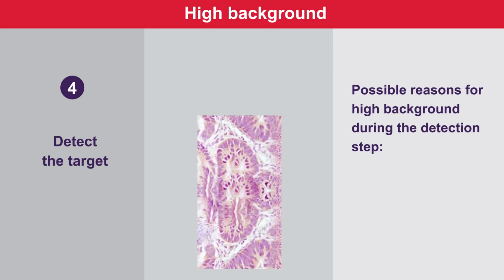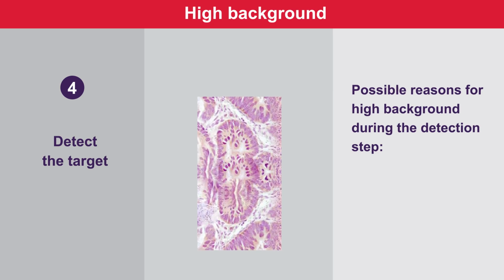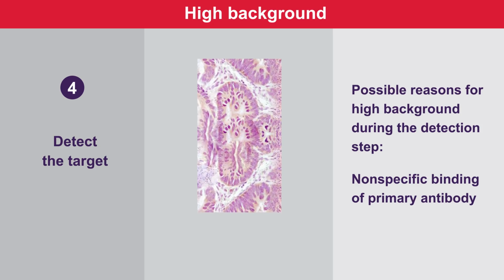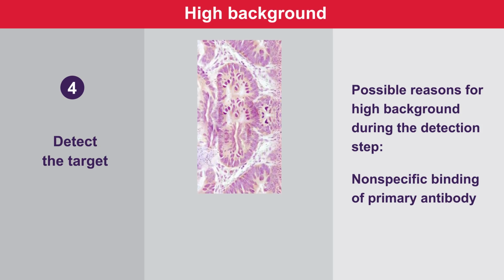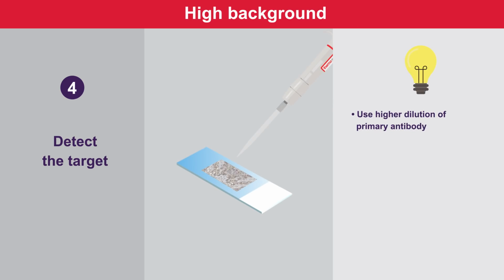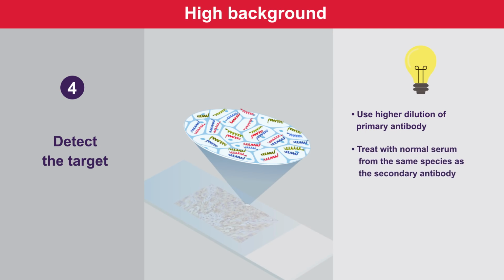Possible reasons for high background at the detection step can include nonspecific binding of primary antibody. If the concentration is too high, it elicits high background and nonspecific binding. Try using a higher dilution of the primary antibody. There can also be nonspecific binding of secondary antibody. Treat with normal serum from the same species as the secondary antibody. If the reason is nonspecific binding, try using a higher dilution of the secondary antibody.